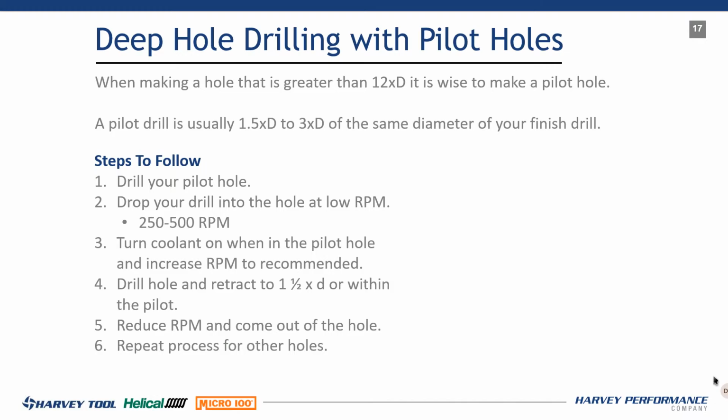So if you're deep hole drilling, there is a process for deep hole drilling. When is it a deep hole? Usually when it's greater than 12 times D. That's what we look at as a deep hole. When you want to kind of look at a pilot hole, a pilot drill is something we're going to use, which is usually 1.5 or 3 times D, or you can literally use something that's maybe even 5 times D that you have that's of the same diameter of your finished drill. Real simple to use a deep hole drill, but very important to use this.